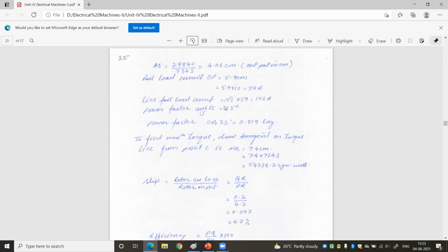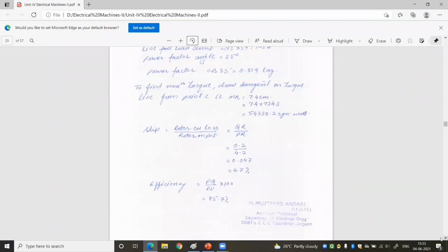And as it is delta connected, our calculation is always based on a per phase basis. Therefore, by multiplying by √3, we get the full load current drawn from the supply system. Similarly, the power factor and slip can be calculated in the way we have already discussed, and hence the efficiency of the motor can be found. So this is the calculation of efficiency and losses in the case of a three-phase induction motor by constructing the circle diagram.